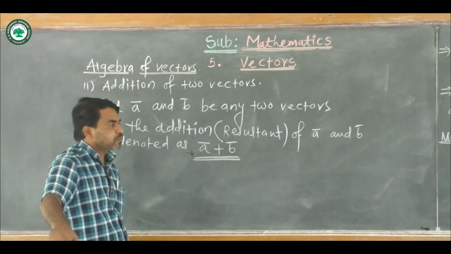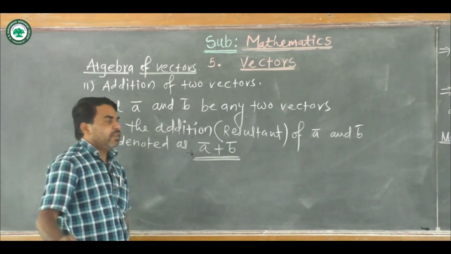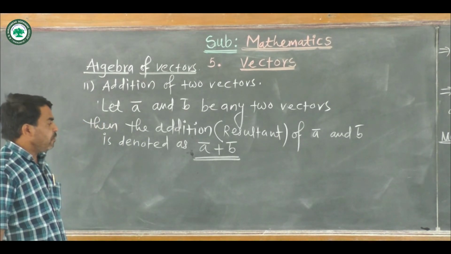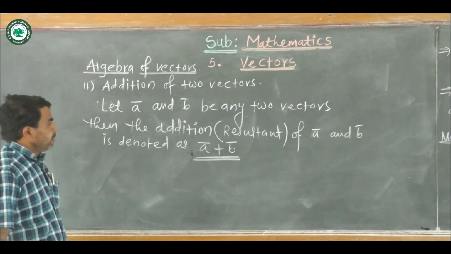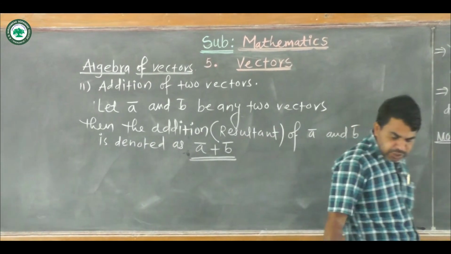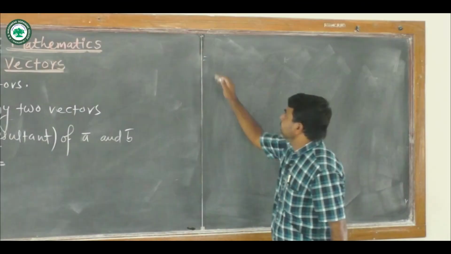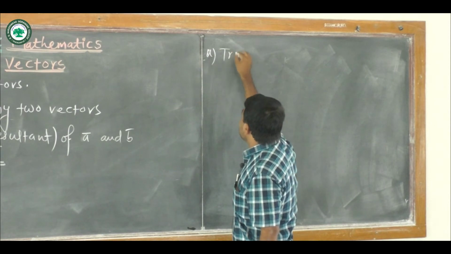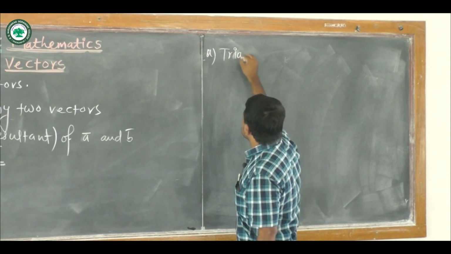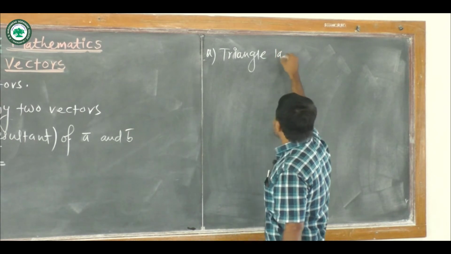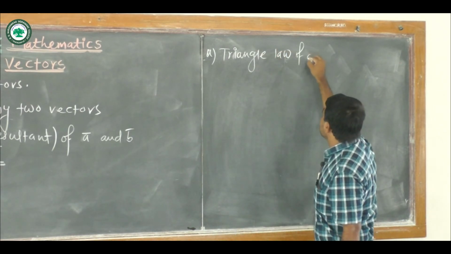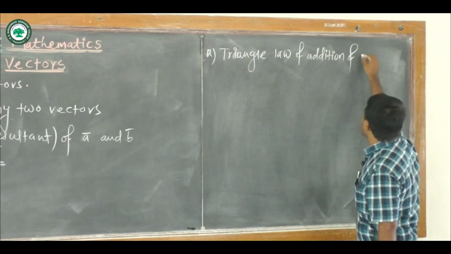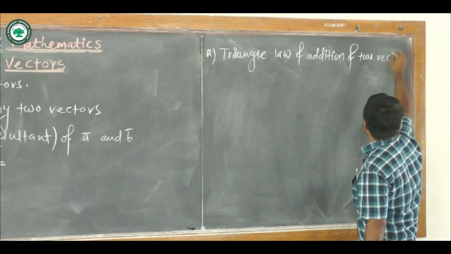There are two laws of addition of vectors. So we will see it one by one, these two laws. First law, triangle law of addition of two vectors.